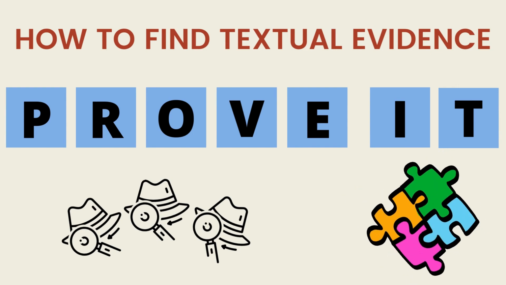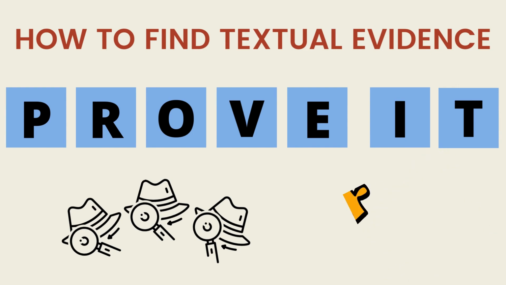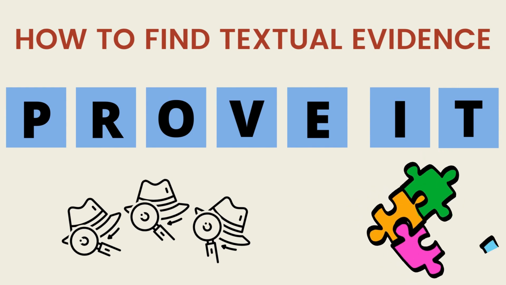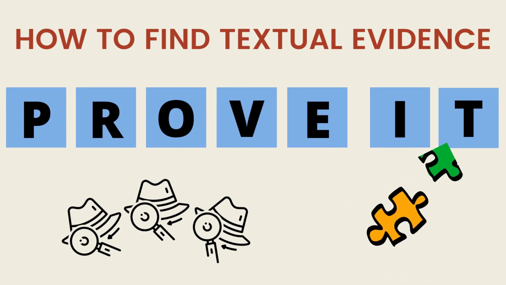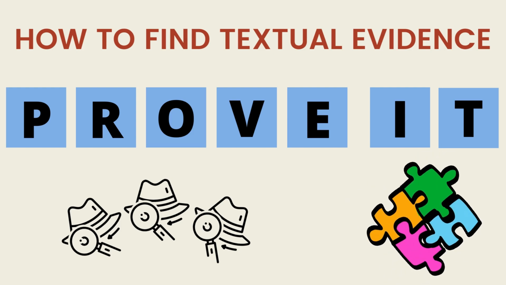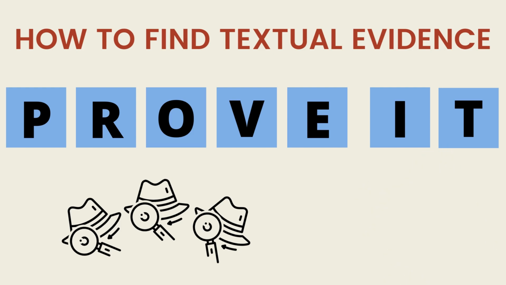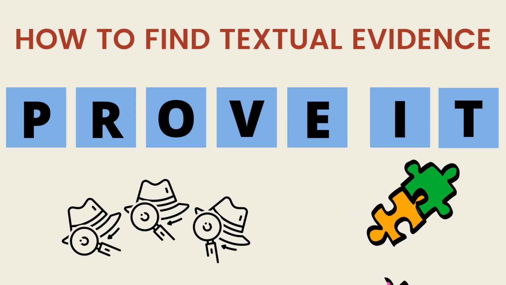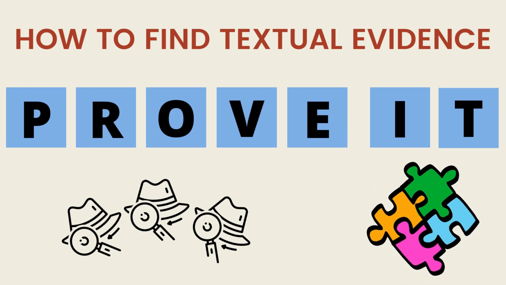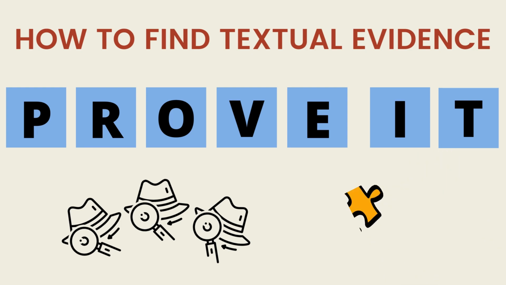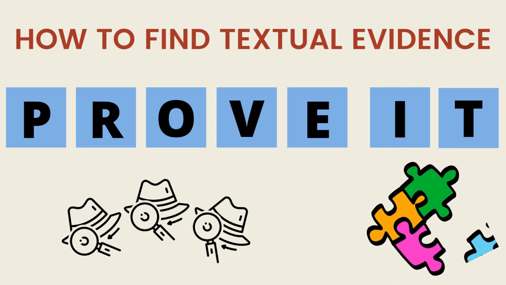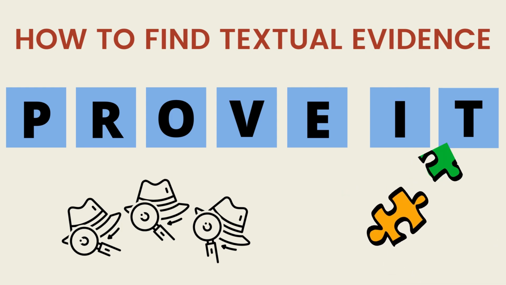You can easily remember the different ways on how to find textual evidence by remembering the phrase, prove it. Every letter stands for one particular technique or a way on how to find textual evidence. Now, on your pen and paper, you will be given 3 minutes to think of a word or phrase that will suit every letter, which will refer to ways on finding evidence in a text.